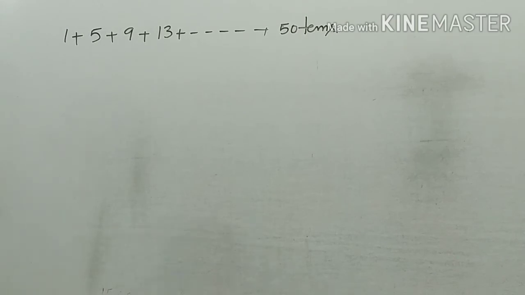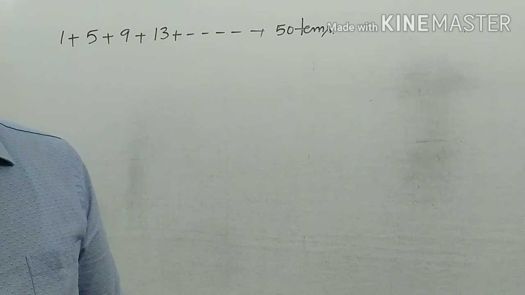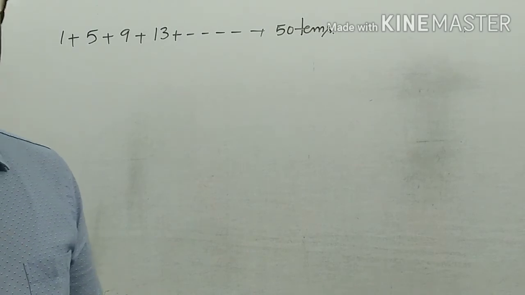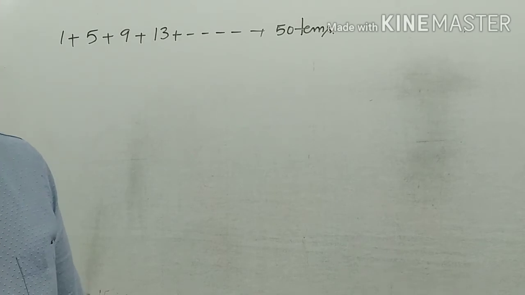For this, a basic formula is there. A basic one, which a third or fourth class child can understand. Now I am telling that basic one. From this basic concept, I will derive the formula for the sum of n terms.